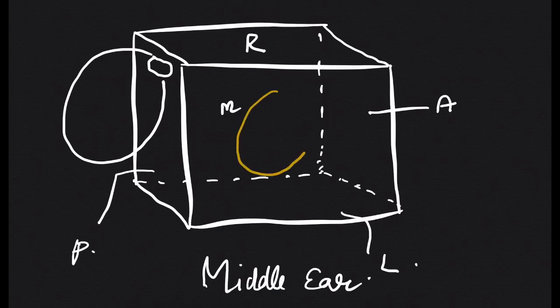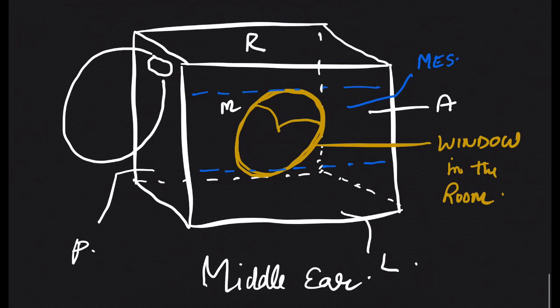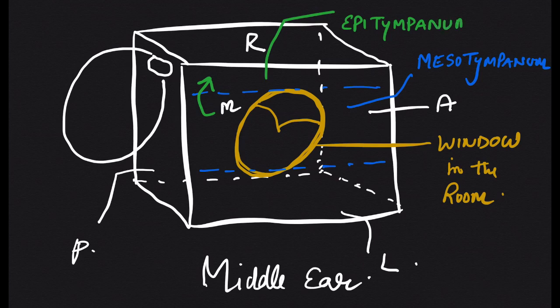Now, what is important is when we see through the ear canal, what we observe is the tympanic membrane. The tympanic membrane is nothing but a kind of window on the lateral wall of the middle ear. So you are not actually seeing the complete lateral wall, you are just seeing a part of it, the tympanic membrane, like a window in the room. Whatever space of the middle ear you can see through that window is what we term the mesotympanum. The space which we cannot see, which lies above this part, is what we call the epitympanum.